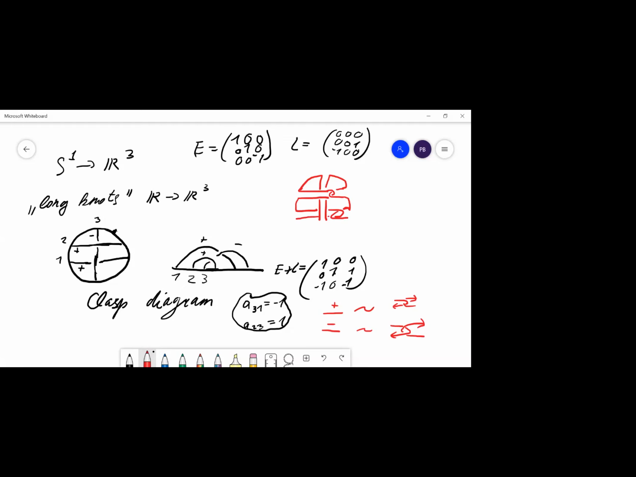Almost down here. And I had a string, like an actual string, and I made this knot. And if we make it look a little better, then it will look like this. So the knot is recovered from the clasp diagram.